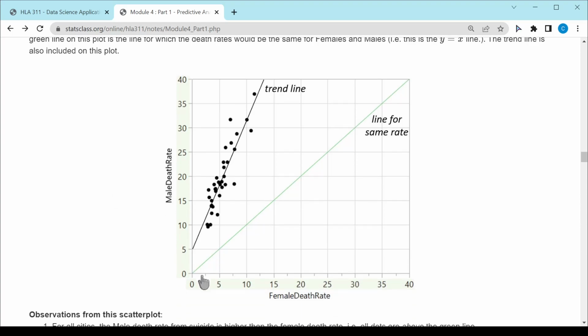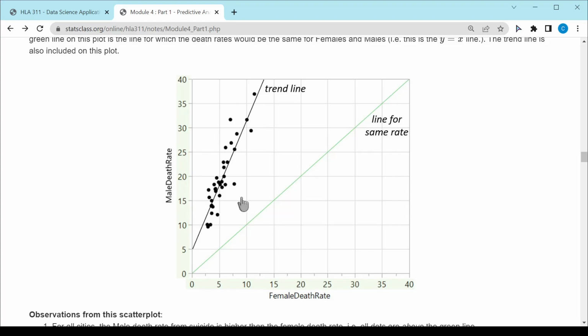We can edit that graph a little bit. Here what I've done is made the two axes the same. So the male death rates here go from 0 to 40, and then the female death rates go from 0 to 40. I used a drawing tool in a spreadsheet to just add a line where the suicide rate would be the same. So here, if the female death rate was 25, then the male death rate would be 25. So what the green line represents here is when the two death rates due to suicide would be the same.